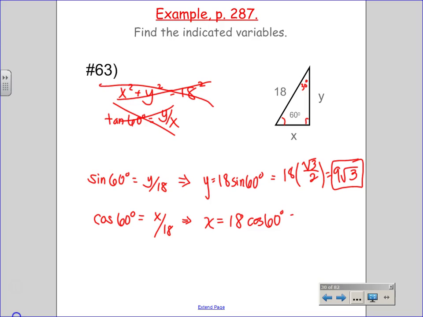What's so special about 60 degrees? It's on the unit circle. This could be on a non-calculator quiz or test, and a multiple choice answer might not have it written out. It might be solved for. And the only way that you could make it match is if you knew your unit circle.